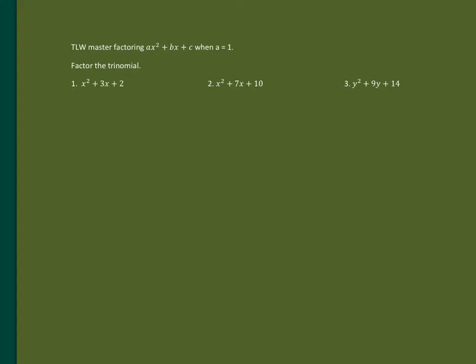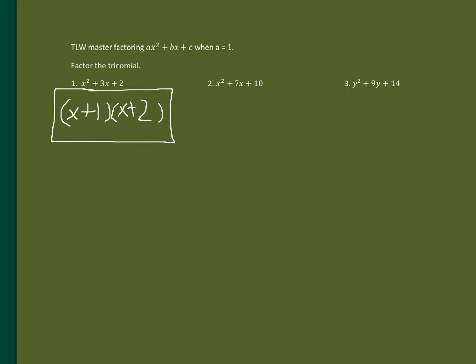Alright guys, today's goal. The learner will master factoring ax squared plus bx plus c when a is equal to 1. Alright, remember, we still do the same thing. You still do a times c. Well, a is 1, c is 2. What's 1 times 2? 2. And they have to add to equal b. So what multiplies to 1 times 2 and adds to 3? Well, 1 and 2. And the only way to multiply and get x squared is x, and it's positive 1, positive 2.